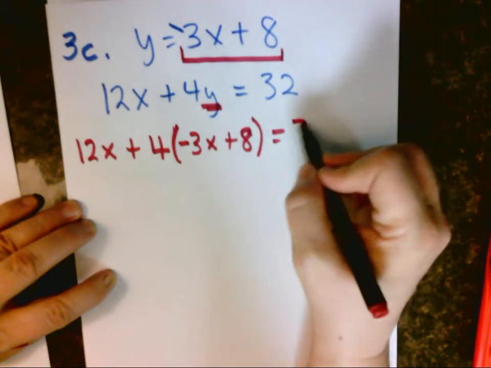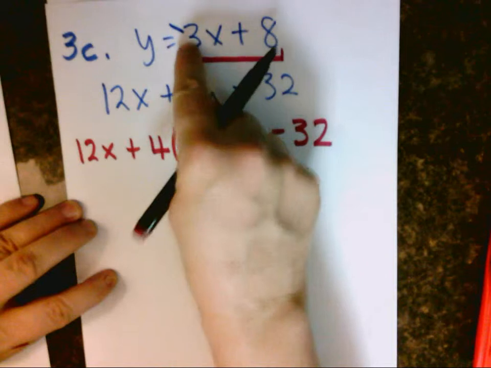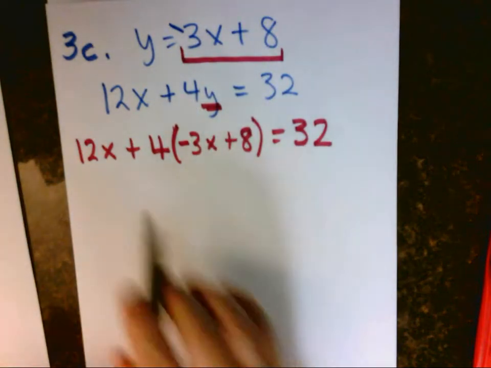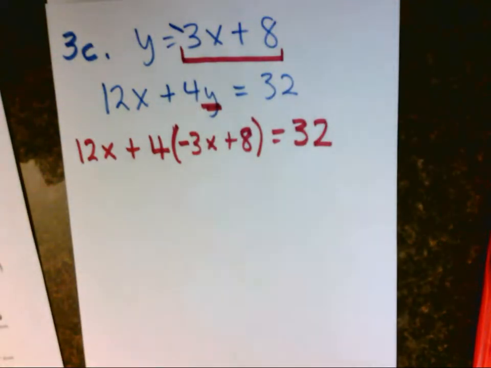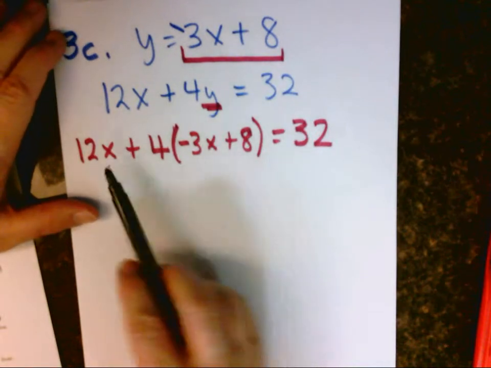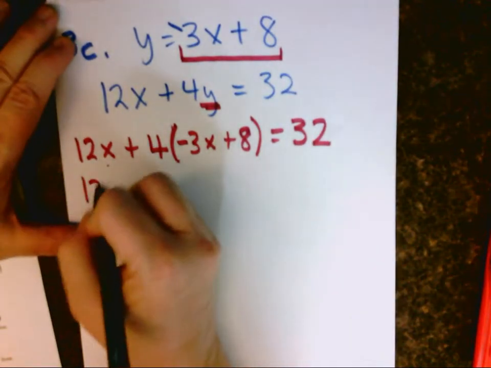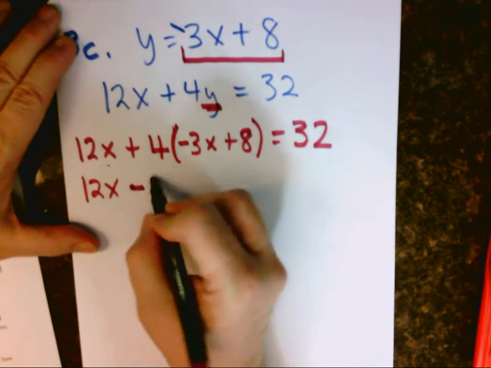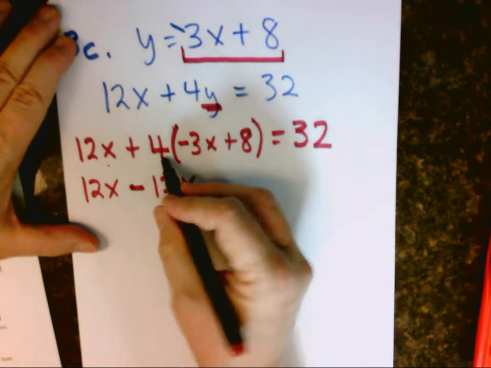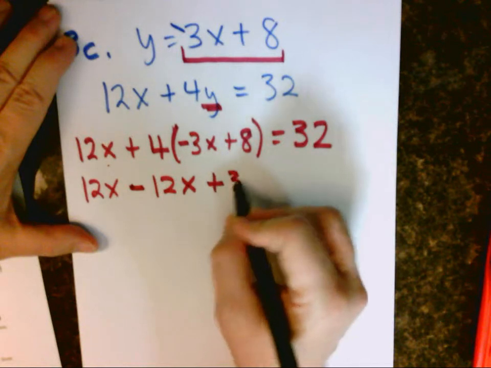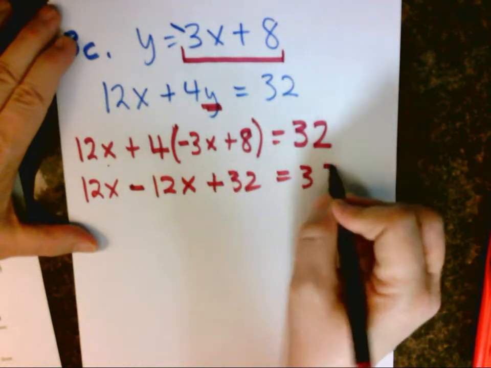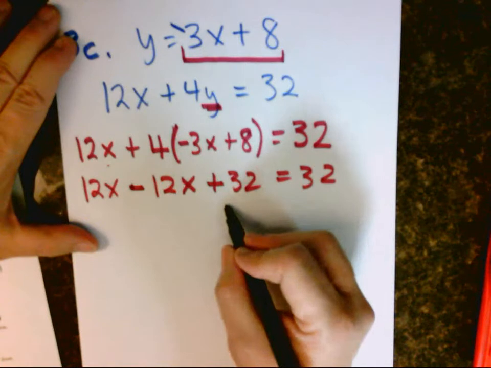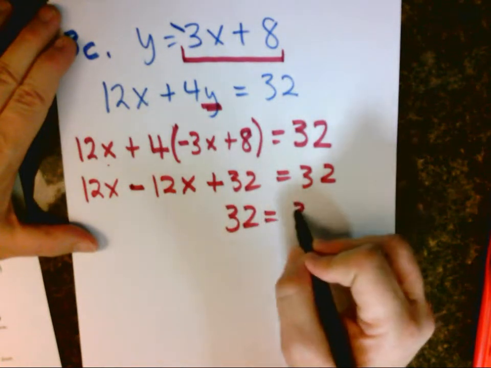Notice that when we substitute, we go from having two variables, two unknowns, to one unknown. And that's easier for us to solve because it's just a simple equation. So let's go ahead and multiply this. We have 12x, 4 times negative 3x, that'll be negative 12x. 4 times 8 is 32. 12x minus 12x is 0, so I have 32 equals 32.